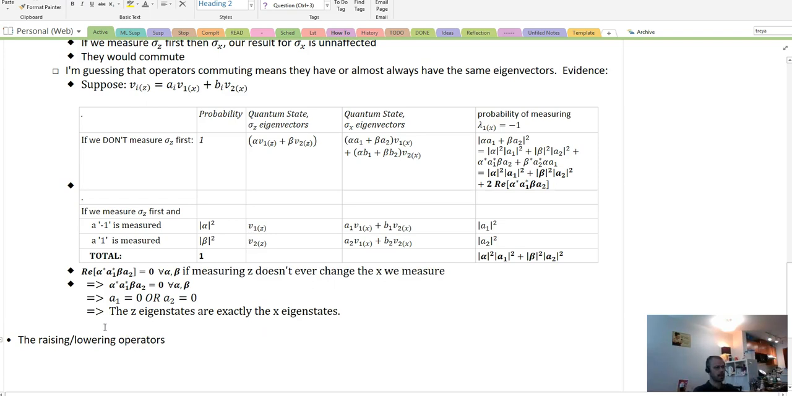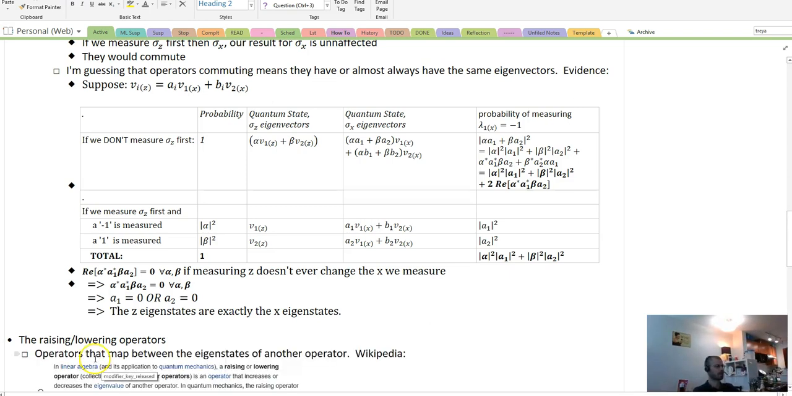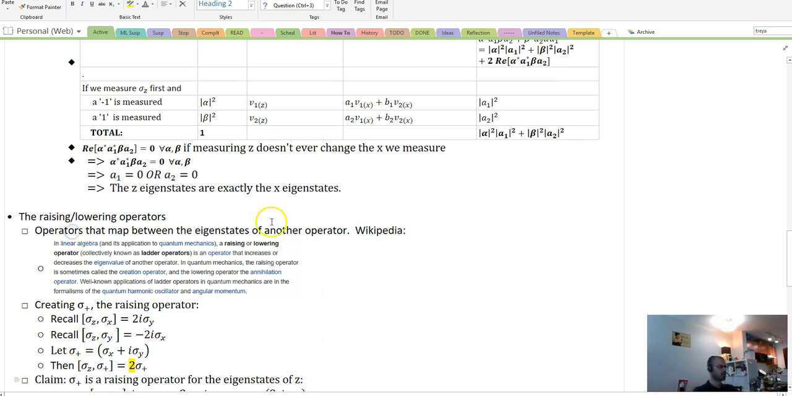Cool. So lastly, I want to go and talk about raising and lowering operators. I haven't seen this in quantum computing at all. This is primarily for my own interest, so feel free to skip to the next video if you're just interested in quantum computing. So this is from Wikipedia. Apparently, raising and lowering operators are where you have a certain operator with eigenstates, and then you have another operator that maps between the eigenstates of the first operator, right?